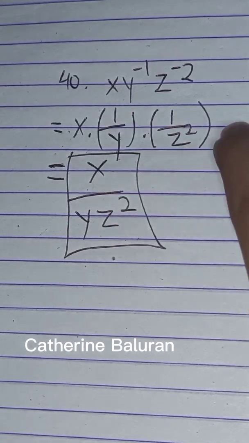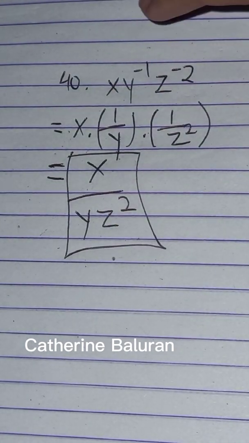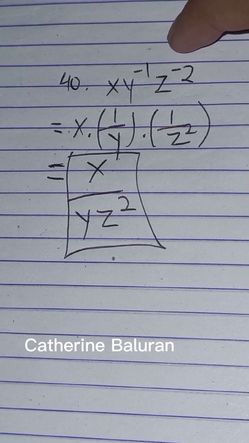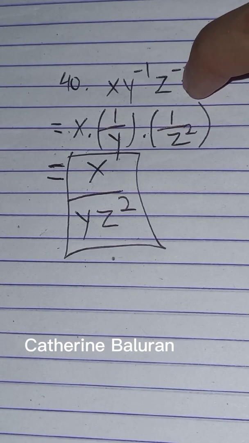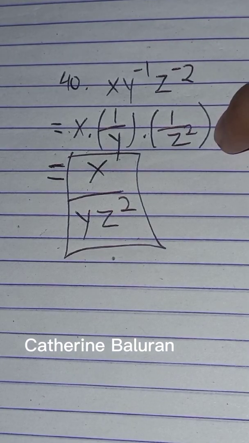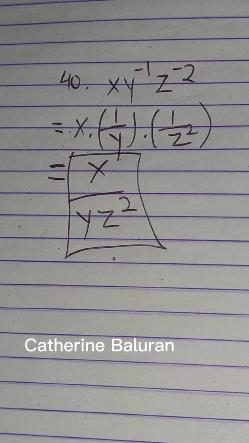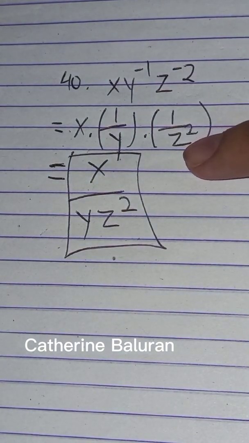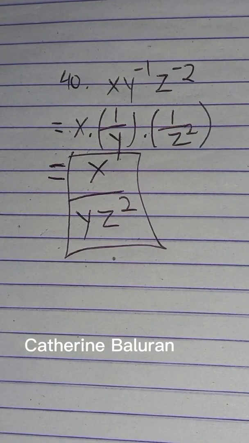Mao to ang giingon ganiha. Like, maong nahimo siyang, ang y to the power of negative 1 o ginani, o ang z to the power of negative 2 o ginani. So the equation now is this: x times 1 over y times 1 over z squared.